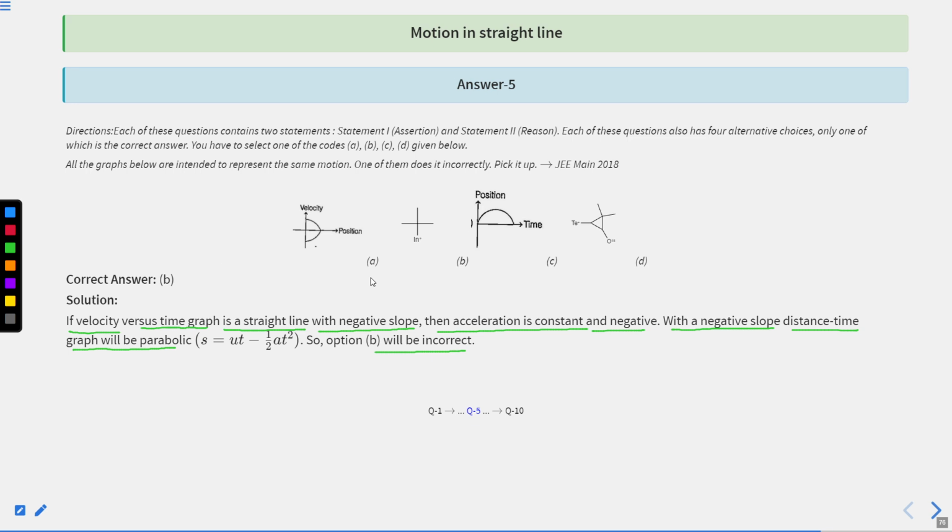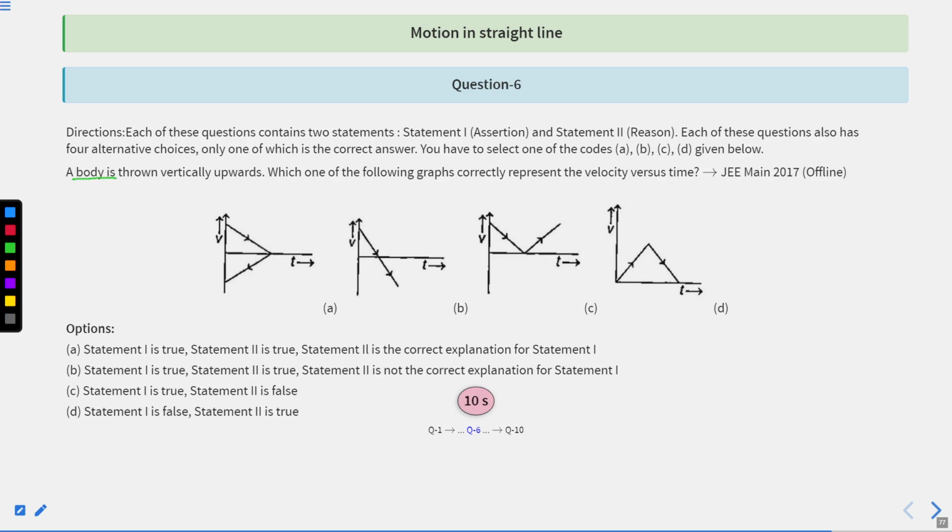Clear? A body is thrown vertically upwards. Which one of the following graphs correctly represents the velocity versus time? A, B, C, D. Ignore this thing. Which one is correct? The question asked is about a body thrown vertically upwards, and which graph correctly represents velocity versus time. You have 10 seconds to solve this question. After that, we will provide the solution.